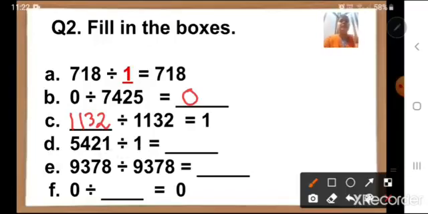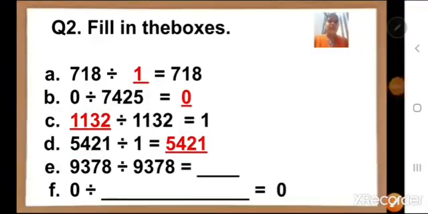Okay. Next one is 5421 divided by 1 is equal to dash. Now children, this one is your property number 1. A number when divided by 1 gives the same number as the quotient. So what will be our answer? Our answer will be this number. Okay. So 5421 divided by 1 is equal to 5421. Very good.